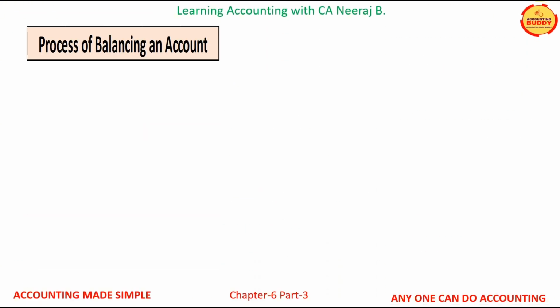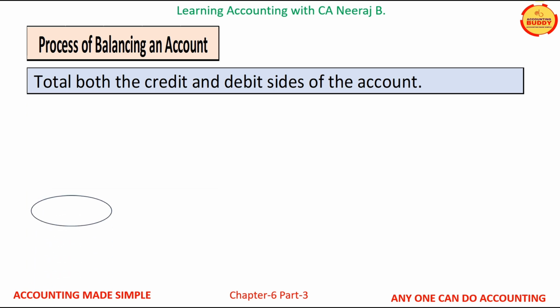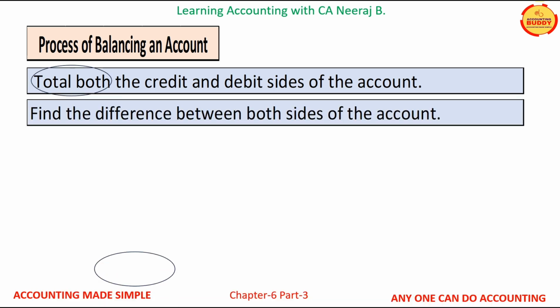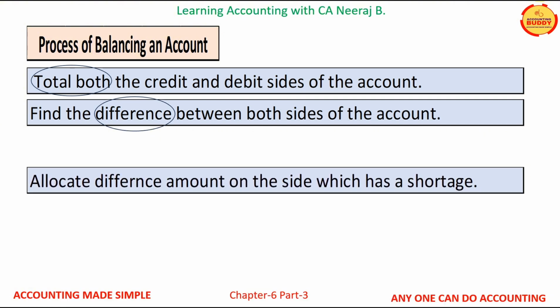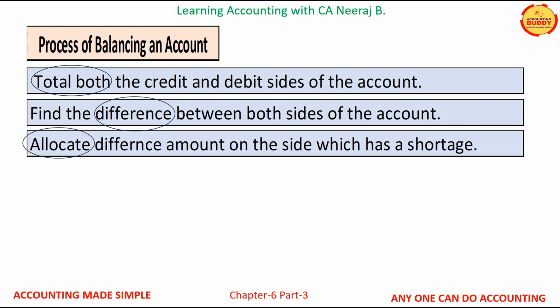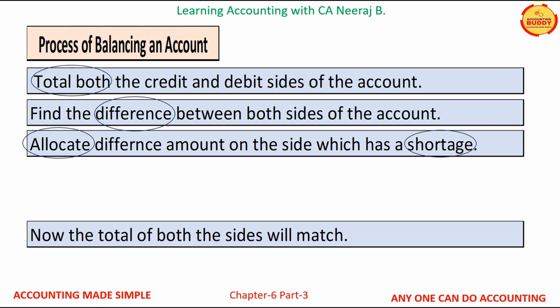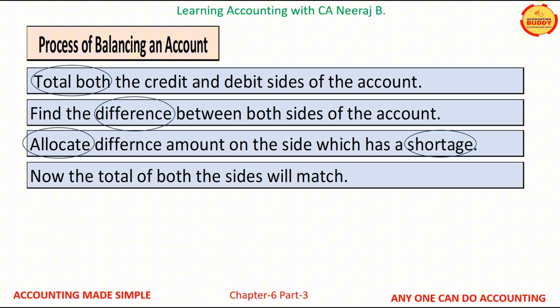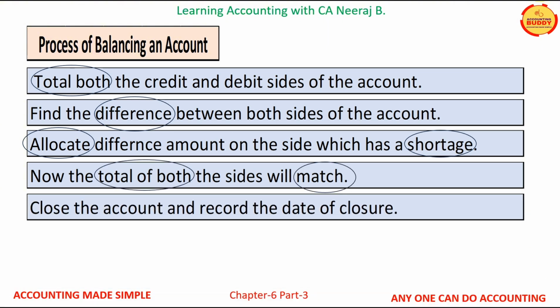At the end of each period, total both the credit and the debit sides of the account. Find the difference between the two sides of the account. Allocate the difference amount on the side which has a shortage. Now the total of both the sides will match. Close the account and record the date of closure.